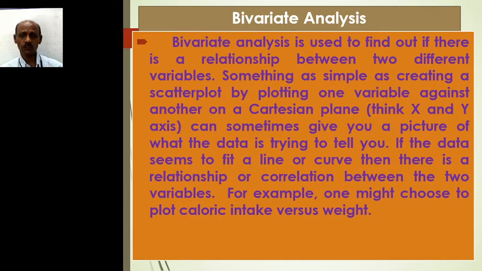Now the bivariate analysis. The bivariate analysis is used to find out if there is a relationship between two variables. Something as simple as creating a scatter plot by plotting one variable against another on a Cartesian plane, like think X and Y are the two axes of a graph paper, can sometimes give you a picture of what the data is trying to tell, like demand and supply. If the data seems to fit in a line or a curve, then there is a relationship or correlation between the two variables. For example, one might choose to plot caloric intake versus weight. Means the weight depends on calorie intake of food or not. The supply and the demand, the price and the demand, like that.